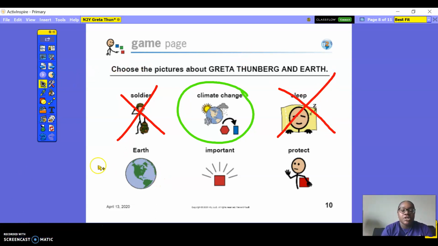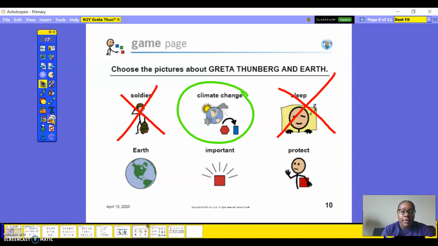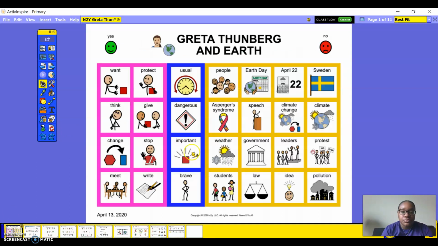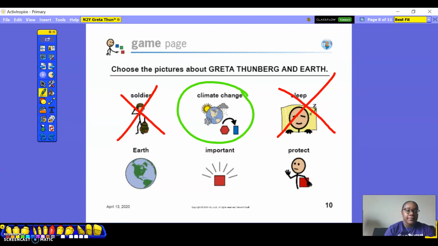Okay, now our next picture is Earth. And this one is a pretty easy one because the name of our story was Greta Thunberg and Earth. But let's go back and look at that communication board. I'm looking. Oh, here's the Earth. And our story talked about Earth Day. So we're going to circle that.